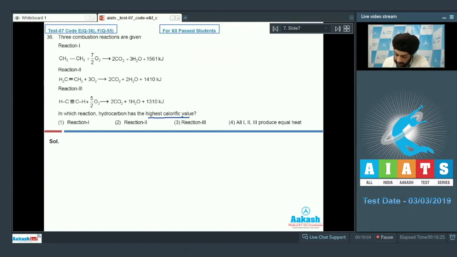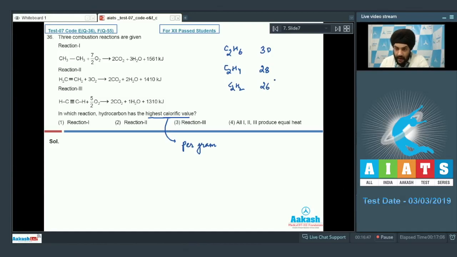So if we talk about the calorific value, students, we know that calorific value is defined as the heat liberated per gram of the substance which is undergoing combustion. So if we talk about the molar masses of the species which are given to us, we have C2H6, we have C2H4, and we have C2H2. The first compound has a molar mass of 30, the second compound has a molar mass of 28, and the third compound has a molar mass of 26.